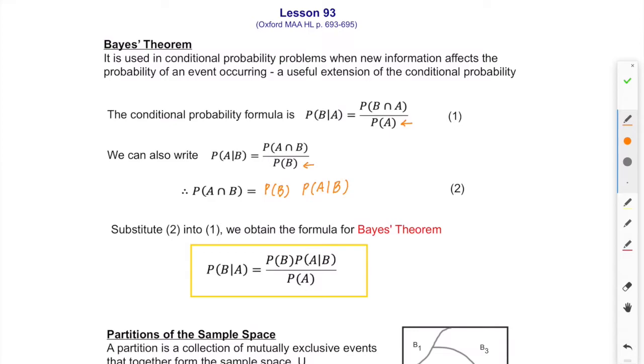So if I substitute this equation 2 back into equation 1 in the numerator, notice what happens. If I don't know what P of B given A is, but if I'm given P of A given B, then I can easily calculate the other conditional probability relating events A and B. Let's take this one step further. Now I'm going to focus on the denominator, your restricted sample space P of A.